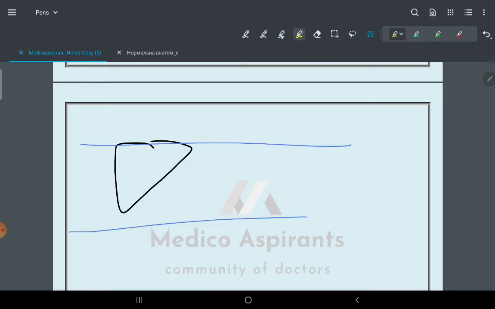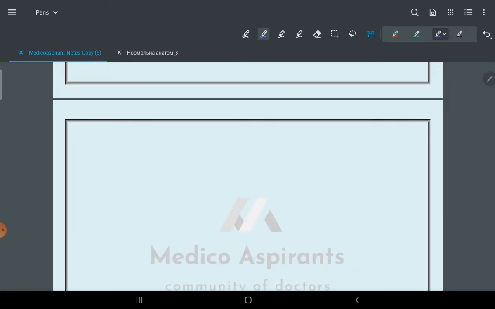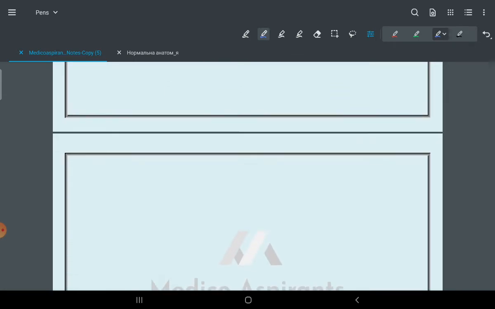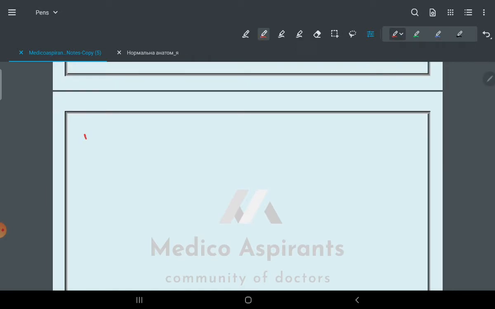Prehepatic means before hepatic, then hepatic, then post hepatic. For the detailed explanation I will give you in my video, but here what you have to keep in mind is the normal pathway. Here I'm just telling you those things which are important, and later I will explain, as I have already explained in my class.